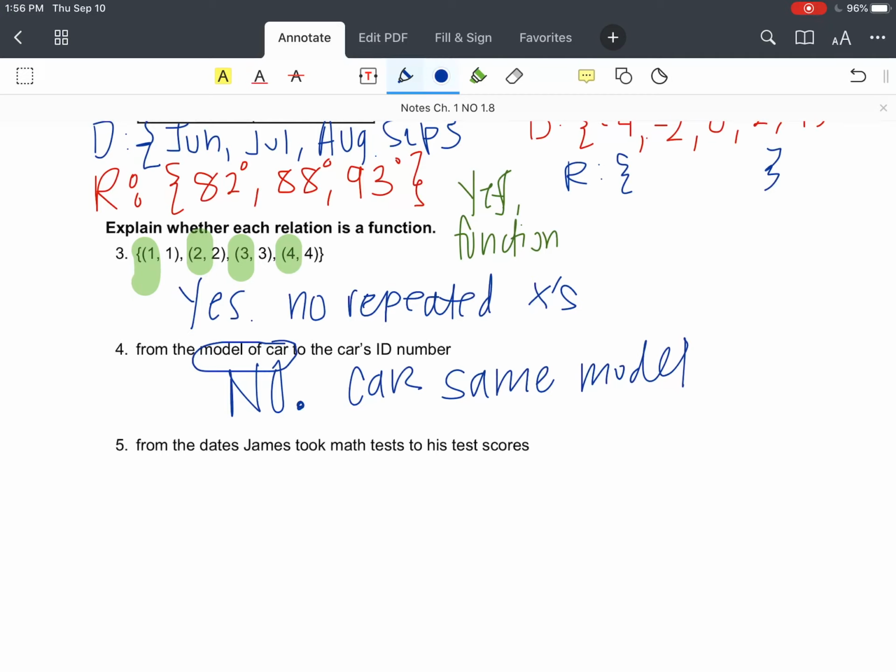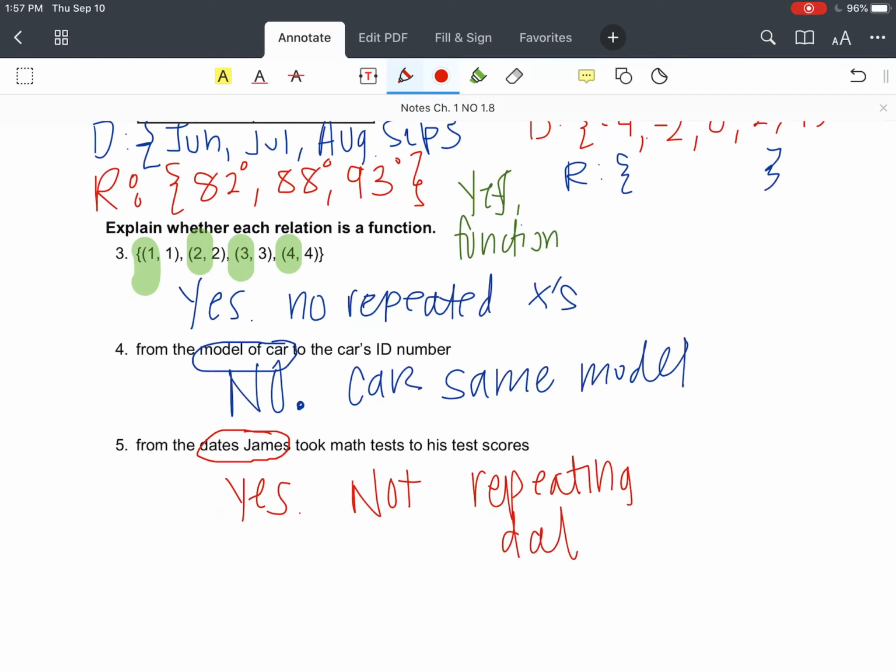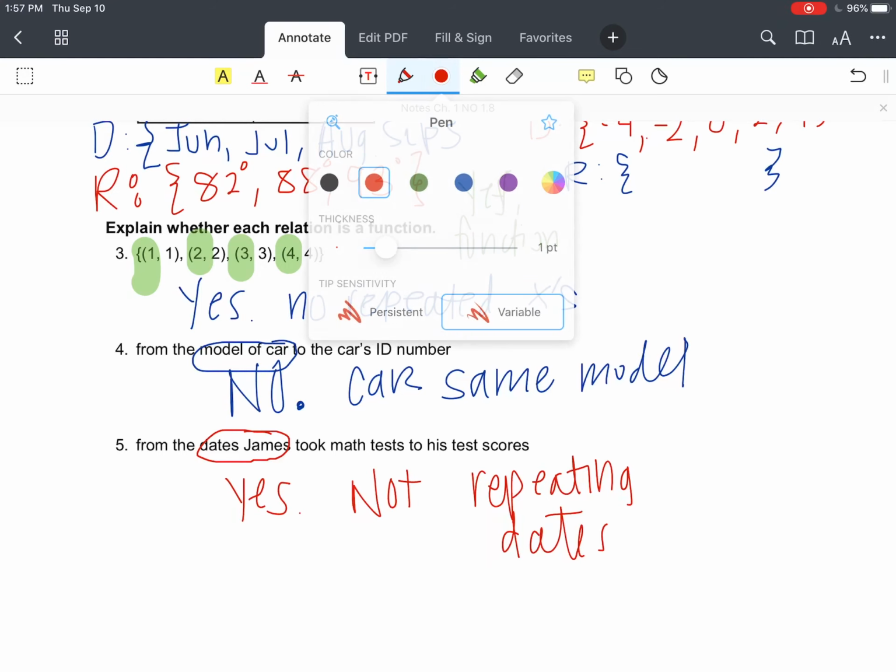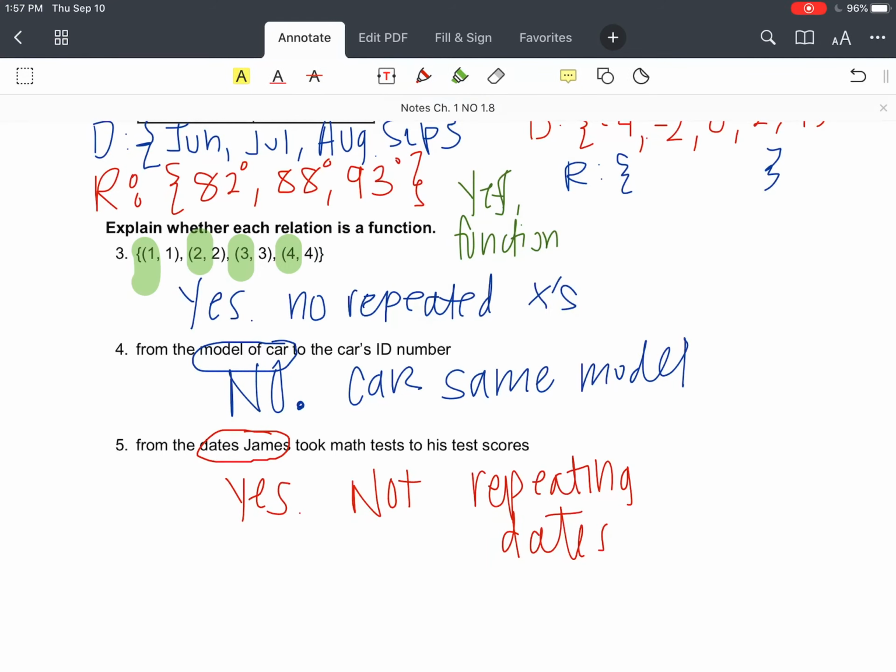All right, number 5, the dates James took math tests to his test scores. Which one's your input? Your input is the dates that James took those math tests. He probably wasn't taking 2 math tests on the same day, so your dates are not repeated. So yes, this would still be a function. We're not repeating dates. You only live each day one time.